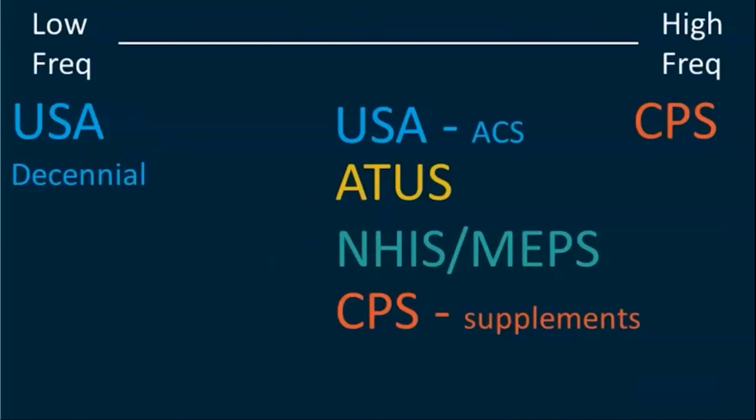The USA decennial census data are our most infrequent, of course, being collected only once every 10 years. The USA American Community Survey, or ACS, HUS, NHIS, MEPS, and CPS supplement data are all collected and/or released only once per year. And the CPS basic monthly data are collected and released each calendar month.